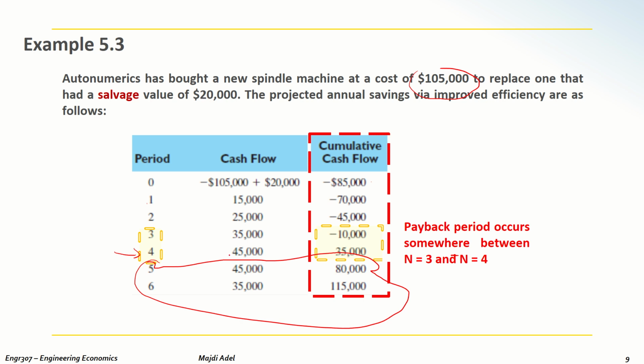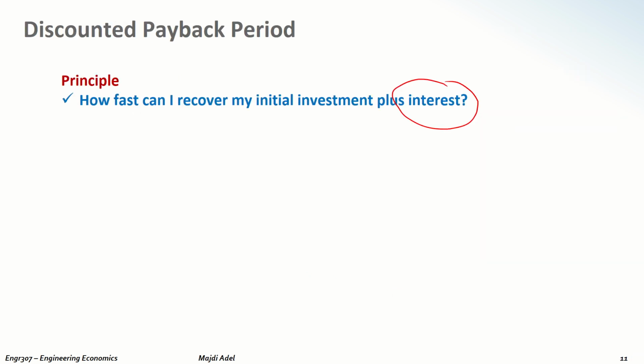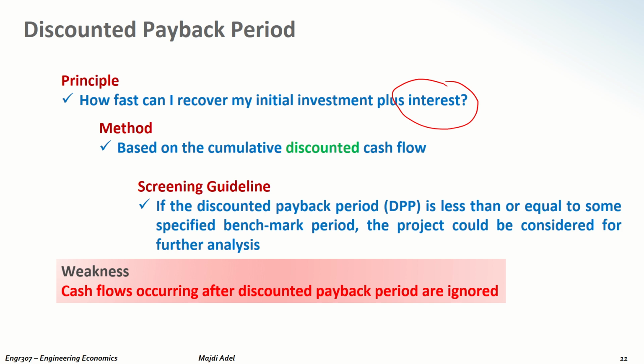For example, what happens if the cash flows at n equal 5 and n equal 6 were negative? If they were negative overall, the cumulative cash flow will be negative, so the project after n equal 4 is not profitable. After n equal 4, we are putting money into the project. We are not getting money out of the project. So the payback period, whether it is discounted or simple, doesn't tell us anything about the periods after the payback.